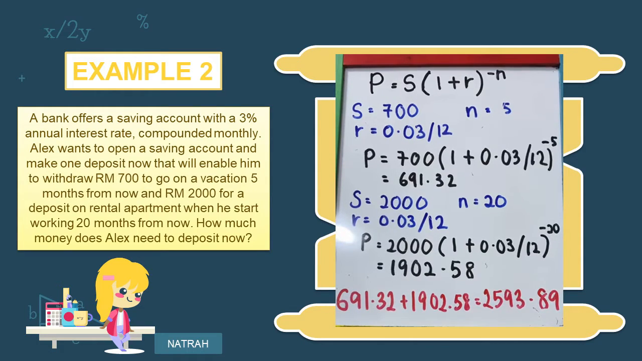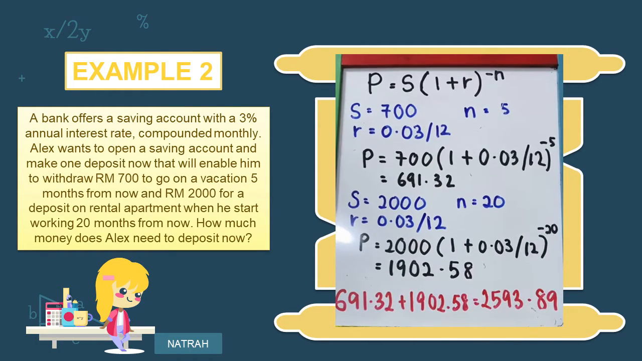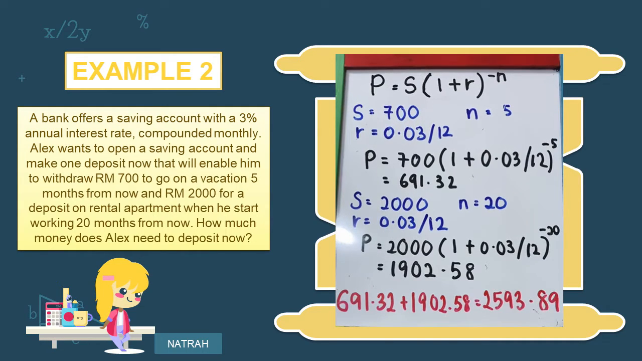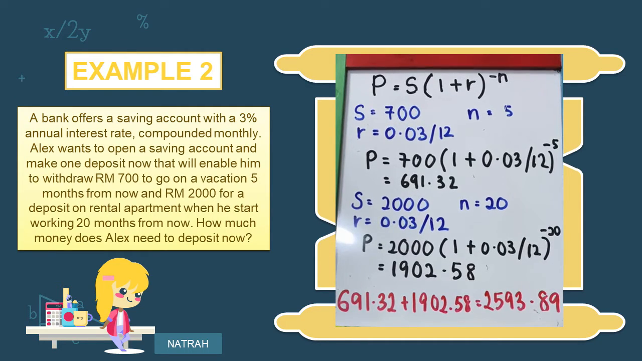Okay, we move to the second example. A bank offers a saving account with a 3% annual interest rate compounded monthly. Alex wants to open a saving account and make one deposit now that will enable him to withdraw 700 to go on vacation 5 months from now and 2,000 for a deposit on a rental apartment when he starts working 20 months from now. How much money does Alex need to deposit now?